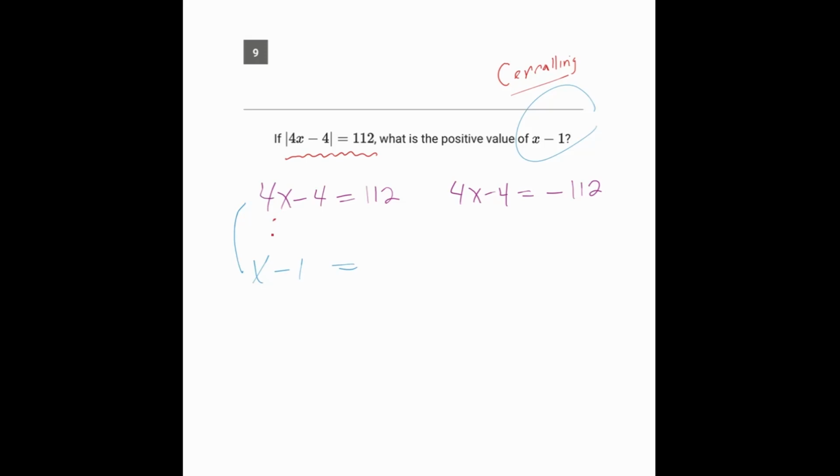If you're simply dividing both sides by 4, then you're getting x minus 1 equals 28, and x minus 1 here equals negative 28 by dividing this side by 4. So we have x minus 1 is 28, x minus 1 is negative 28, and we're being asked, what's the positive value of x minus 1?